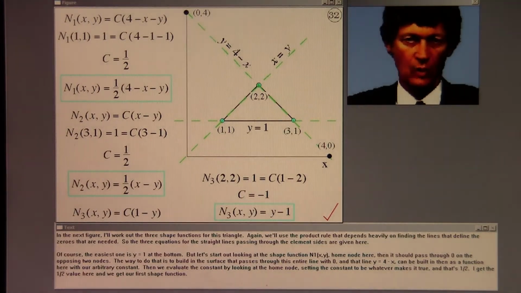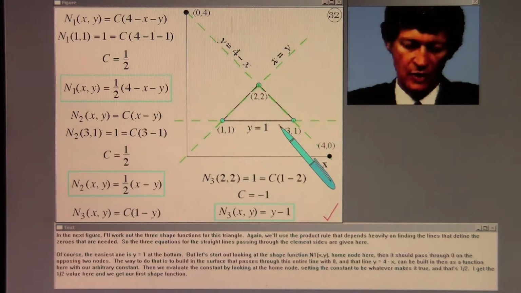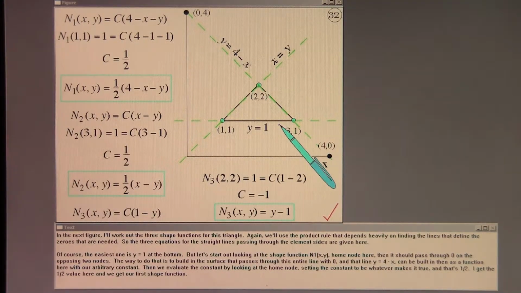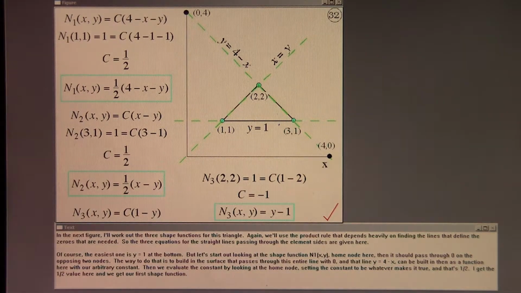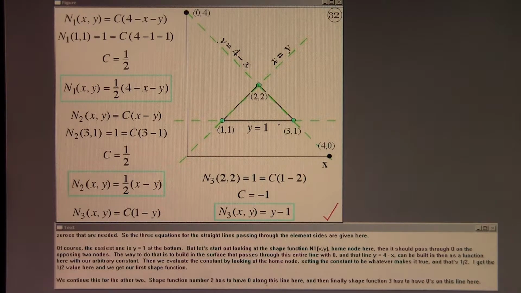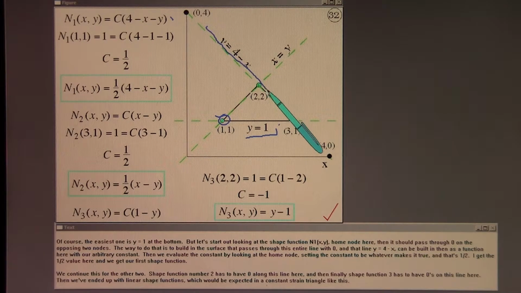In the next figure, I'll work out the three shape functions for this triangle. Again, we'll use the product rule that depends so heavily on finding the lines that define the zeros that are needed. So the three equations for the straight lines passing through the element sides are given here. Of course, the easiest one is y equals 1 at the bottom. But let's start out looking at the shape function n1 of x and y with home node here. Then it should pass through 0 on the opposing two nodes.